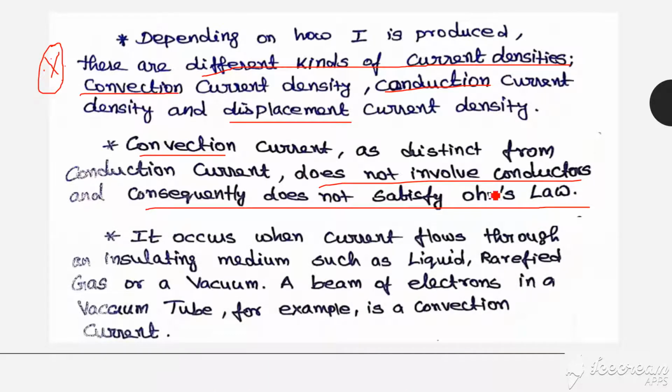Convection current occurs when current flows through an insulating medium such as liquid, rarefied gas, or vacuum. A beam of electrons in a vacuum tube, for example, is a convection current. This is one of the examples of convection current.